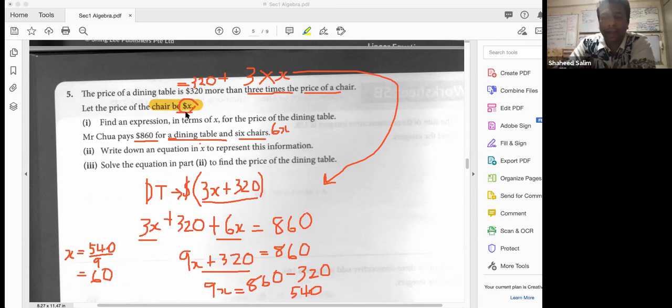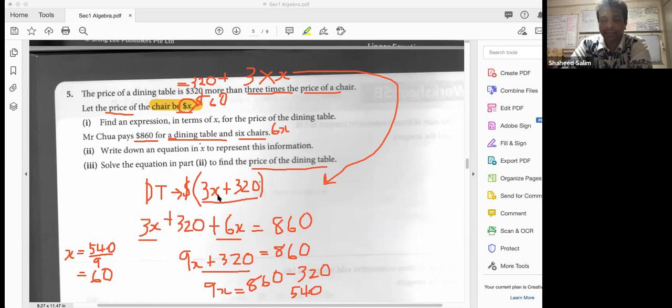But what is x? Now we come back here. See the price of the chair. X is $60 is the chair price. You see now you get it, $60. But what is the question asking you? Let us see. Find the price. They want you to find the price of dining table. And you already have what down here. This is the price of dining table, remember? $320 plus 3 times the chair. 3 times the 60, 180.